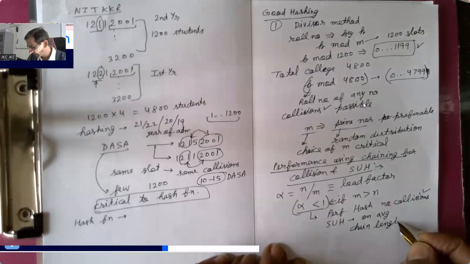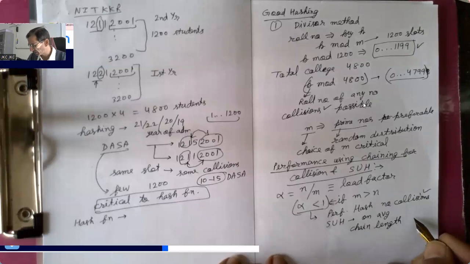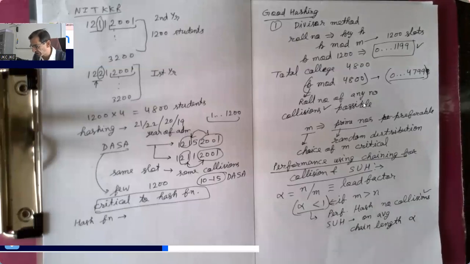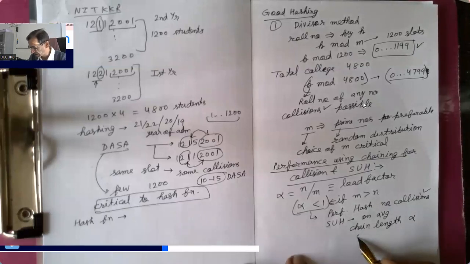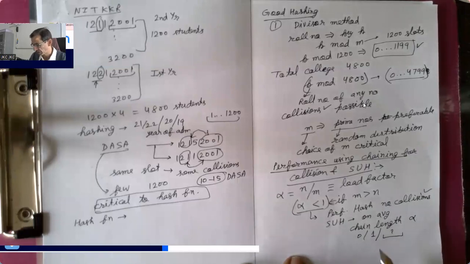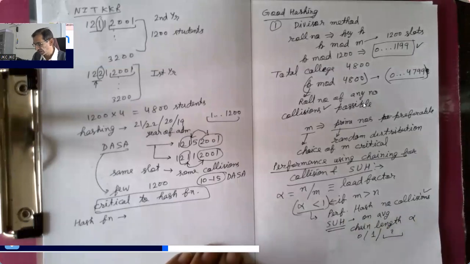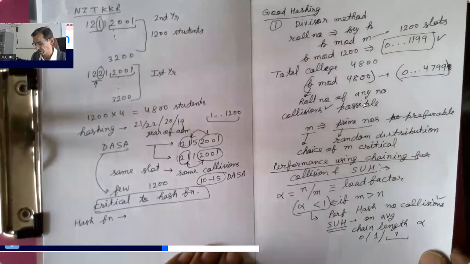will not be very big. In general, it is supposed to be alpha. And because alpha is less than 1, ideally it will be 0 or sometimes 1, mostly 1. In few cases only, it could be bigger than this. But because it's simple uniform hashing, SUS ensures that the chain doesn't increase too much.